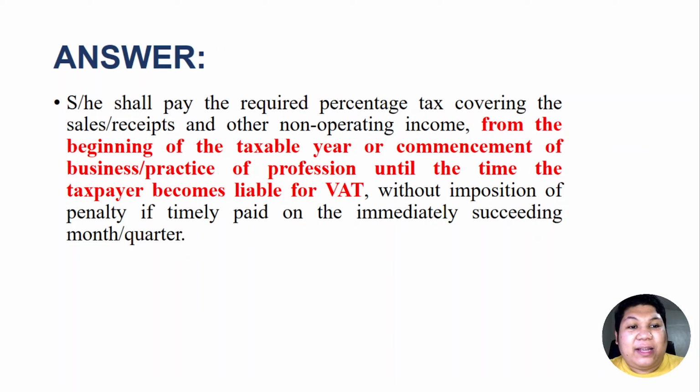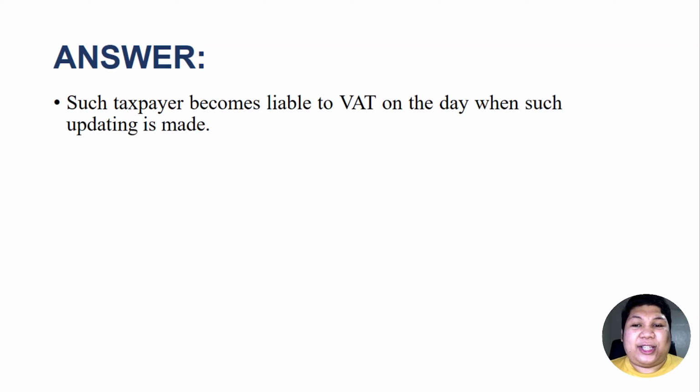That is without imposition of penalty if timely paid in the immediately succeeding month or quarter. Such taxpayer becomes liable to VAT on the day when such updating is made. So if you have breached in August, then in September, you should update your registration from non-VAT to VAT. And after you have updated, you will now be liable to VAT.